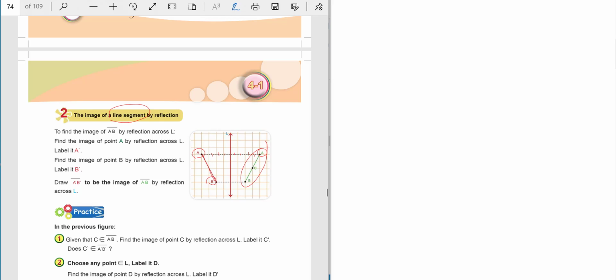So to find the image of AB by reflection across L, find the image of point A by reflection across L, label it A dash. Find the image of point B by reflection across L, label it B dash. Then draw line segment A dash B dash to be the image of the line segment by reflection across L.